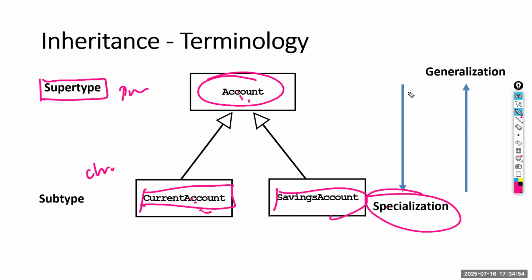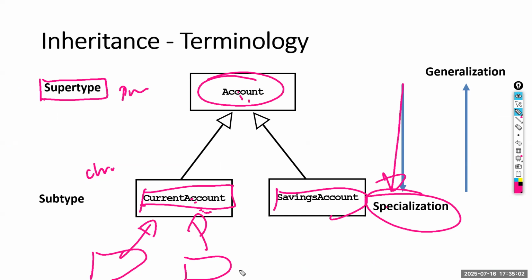Because when you go down in the inheritance, it's specialization. So you can have another specialization. Right? It's a hierarchy. Say a current account is a special case of an account. A savings account is a special case of an account.